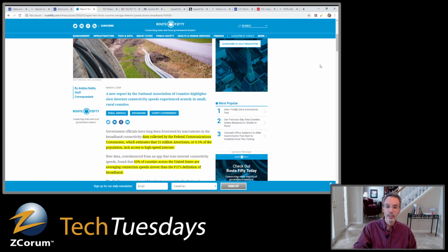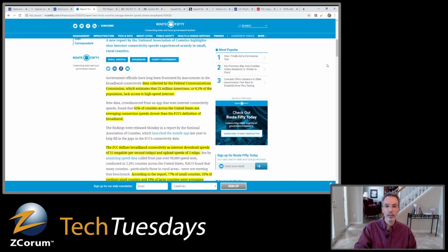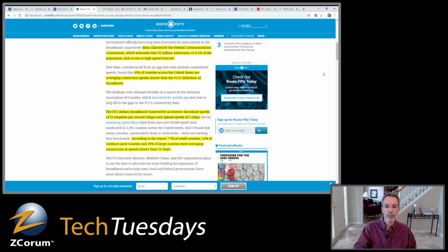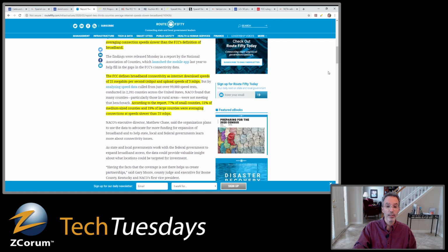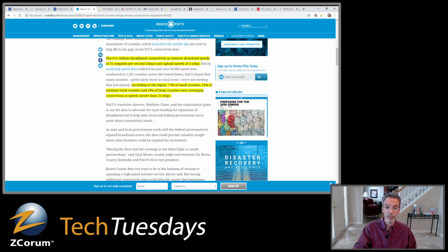Well, the FCC has a definition for broadband, and they're saying that data that the FCC has collected estimates that 21 million Americans, or about 6.5% of the population, lack access to high-speed internet. Now, of course, that depends on what your definition of high-speed internet is. So that's what the FCC determines. They say 65% of counties across the United States are averaging connection speeds slower than the FCC's definition of broadband. The FCC currently defines broadband as download speeds of 25 megabits per second and upload speeds of 3 megabits per second. So that's the current minimum definition for broadband for the FCC. And they say that 77% of small counties, 51% of medium-sized counties, and surprisingly 19% of large counties were averaging connections at speeds slower than that.